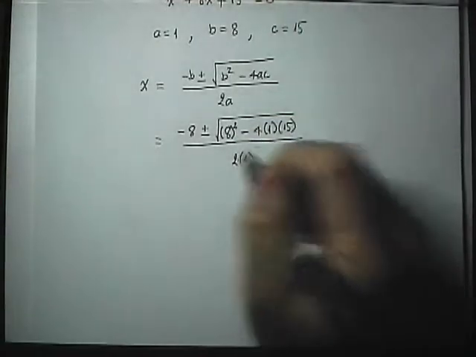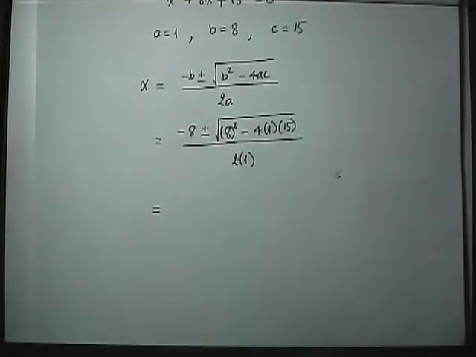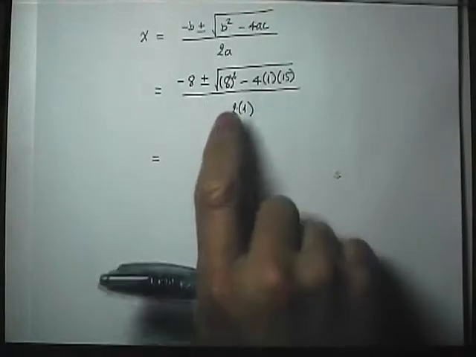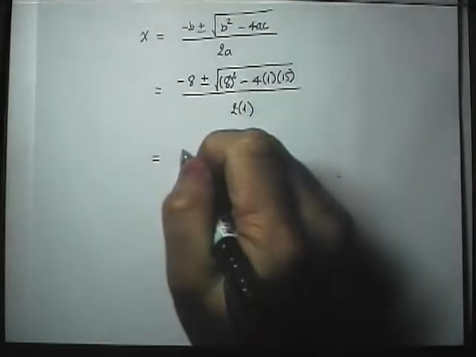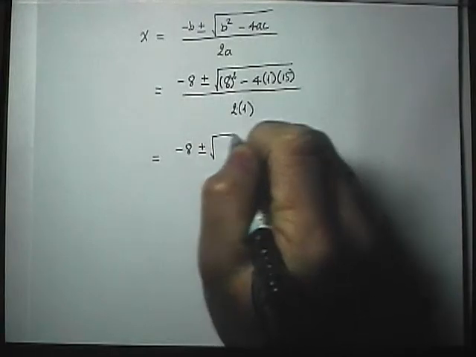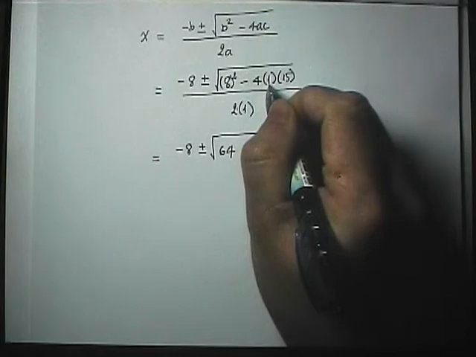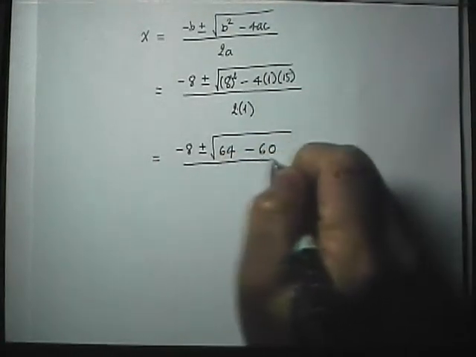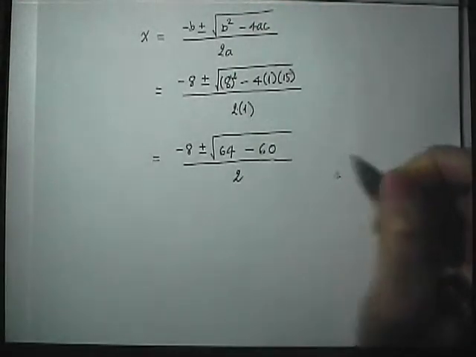Okay, so at this point I just plug the appropriate numbers into the formula. Now, according to the order of operations, we need to handle what's inside the square root first. So I have minus 8, plus and minus, and the square root. Now 8 squared is 64. 4 times 1 times 15 is 60, so minus 60. All over 2, because in the bottom, 2 times 1 equals 2.